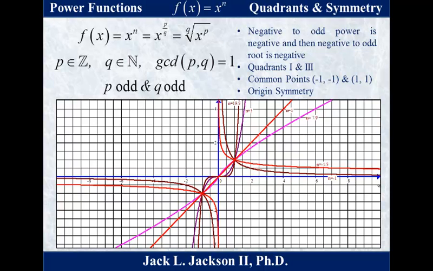The first case is where both p and q are odd numbers. Well, we know what the first quadrant looks like. What happens when x is negative? Well, if you take a negative to an odd power, you get a negative, and then take an odd root of that negative, and you get a negative output. So negative in gives you negative out. That's third quadrant. And so it turns out this is going to be in quadrants 1 and 3. And notice specifically, if you plug in negative 1, you get an output of negative 1. Of course, an input of 1 always gives you an output of 1. So this goes through (1, 1) and (negative 1, negative 1).